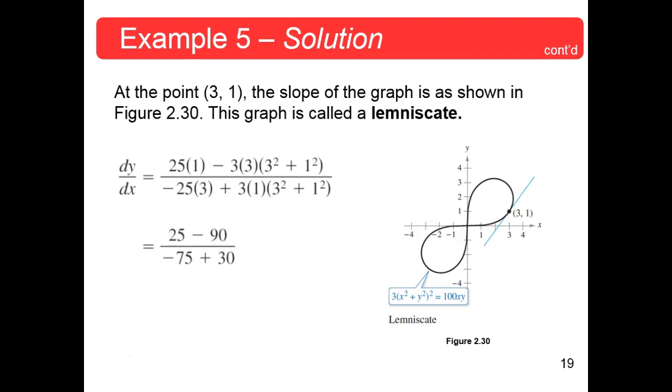So that would be 25 minus 90 over minus 75 plus 30, exactly what we got, minus 65 over negative 45, and that reduces to 13/9. That would be the slope of this tangent line at that point. 13/9, a little bit greater than 1, but less than 2. So that looks about right. I was going to graph it for you, but they did it for you. Okay, so I'm not at all appreciative. All right, any questions on that?